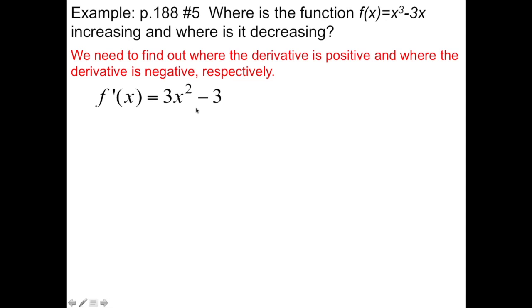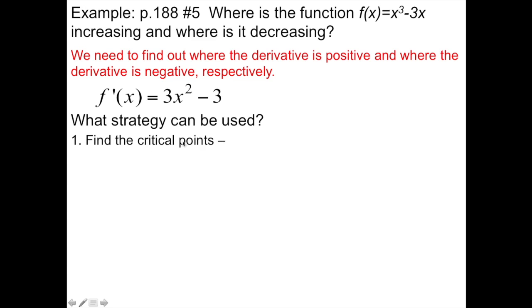Now, if I want to know where it's positive or negative, the useful thing is to find out where it's 0. Remember our critical points. That was basically our first step in our extrema strategy. So we're going to go ahead and find those critical points.